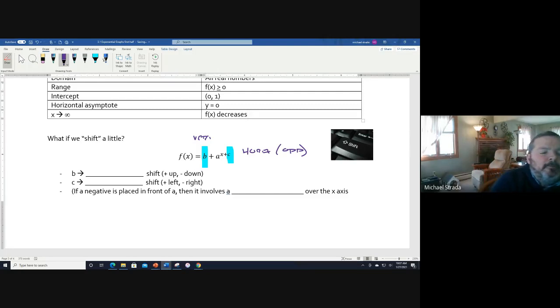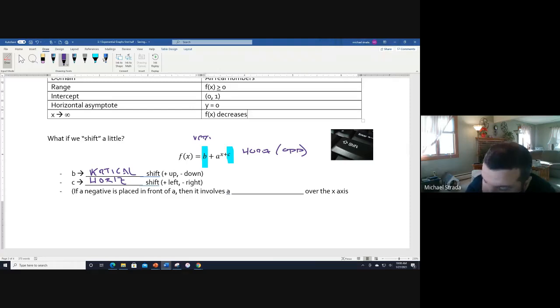So b, like we said, is vertical. When it's positive, it's being shifted up. When it's negative, it's being shifted down. c is a horizontal shift. Positive means it's being shifted left. Negative means it's being shifted right. And finally, if a negative is placed in front of a, then it involves a reflection over the x-axis.